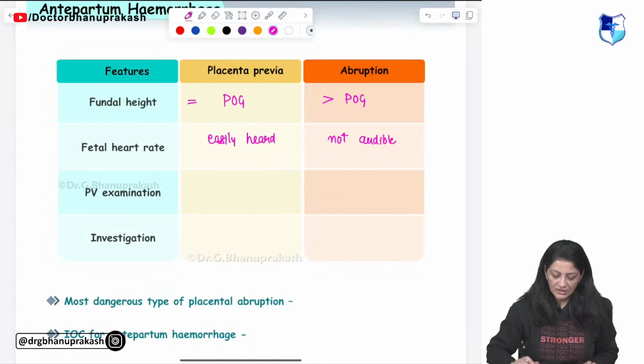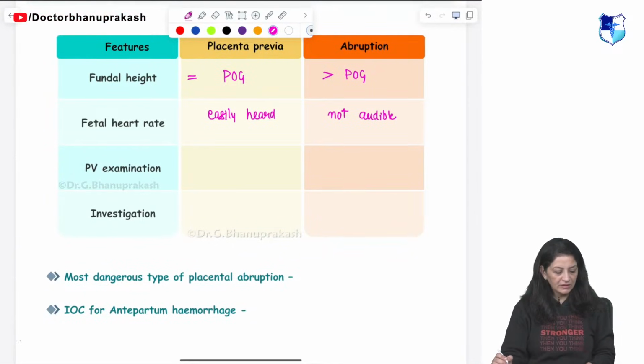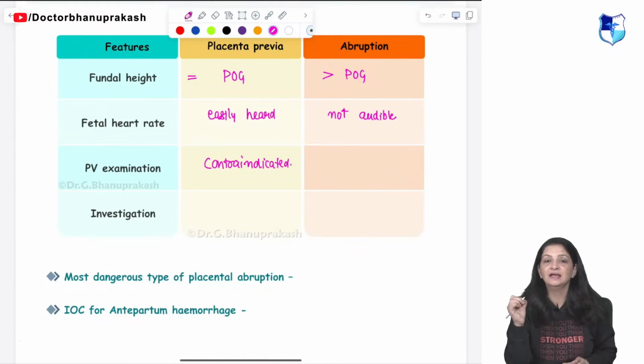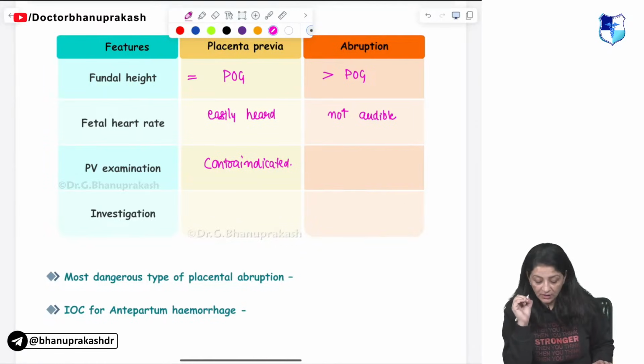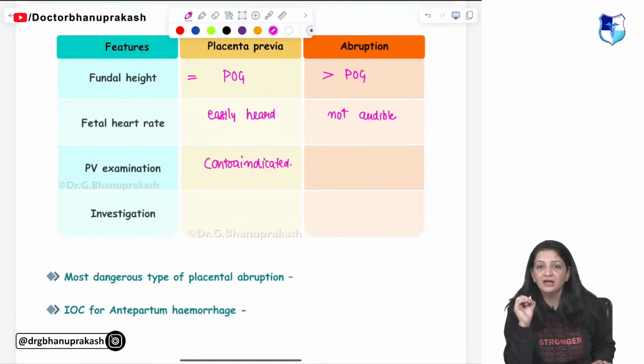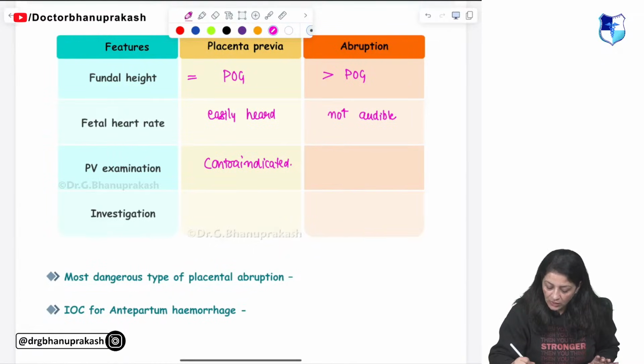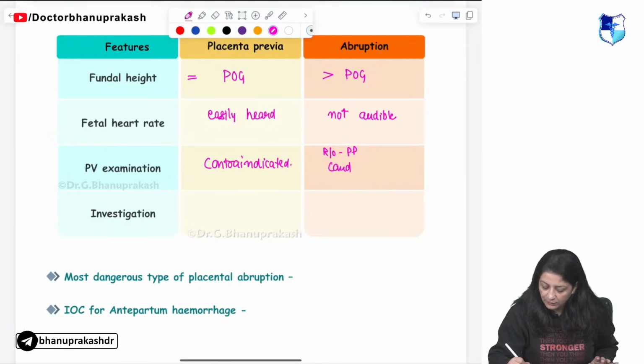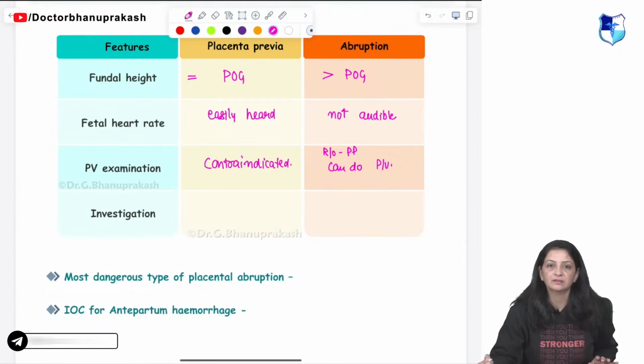PV examination in case of placenta previa is contraindicated. As I told you, placenta is highly vascular. At term, volume of placenta is around 500 ml. So PV is contraindicated in case of placenta previa. But yes, in case of abruptio, first rule out placenta previa, then we can do PV.